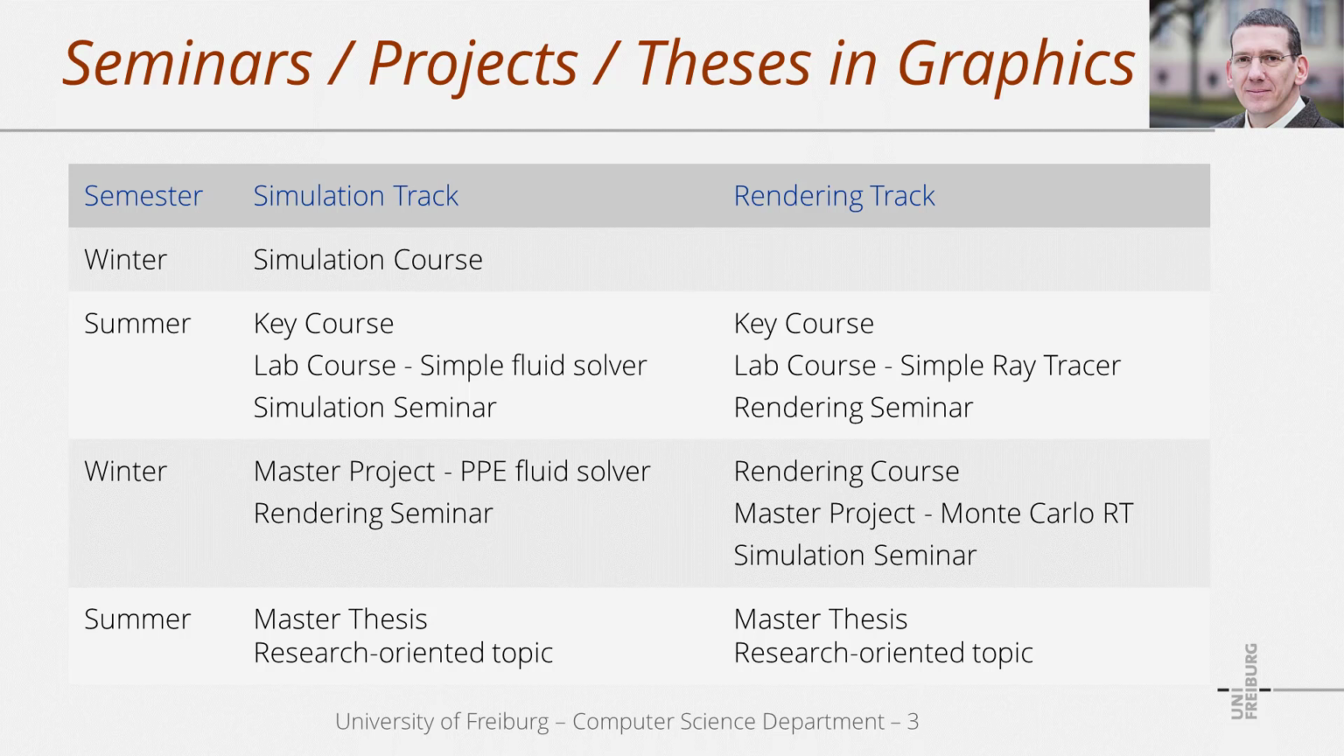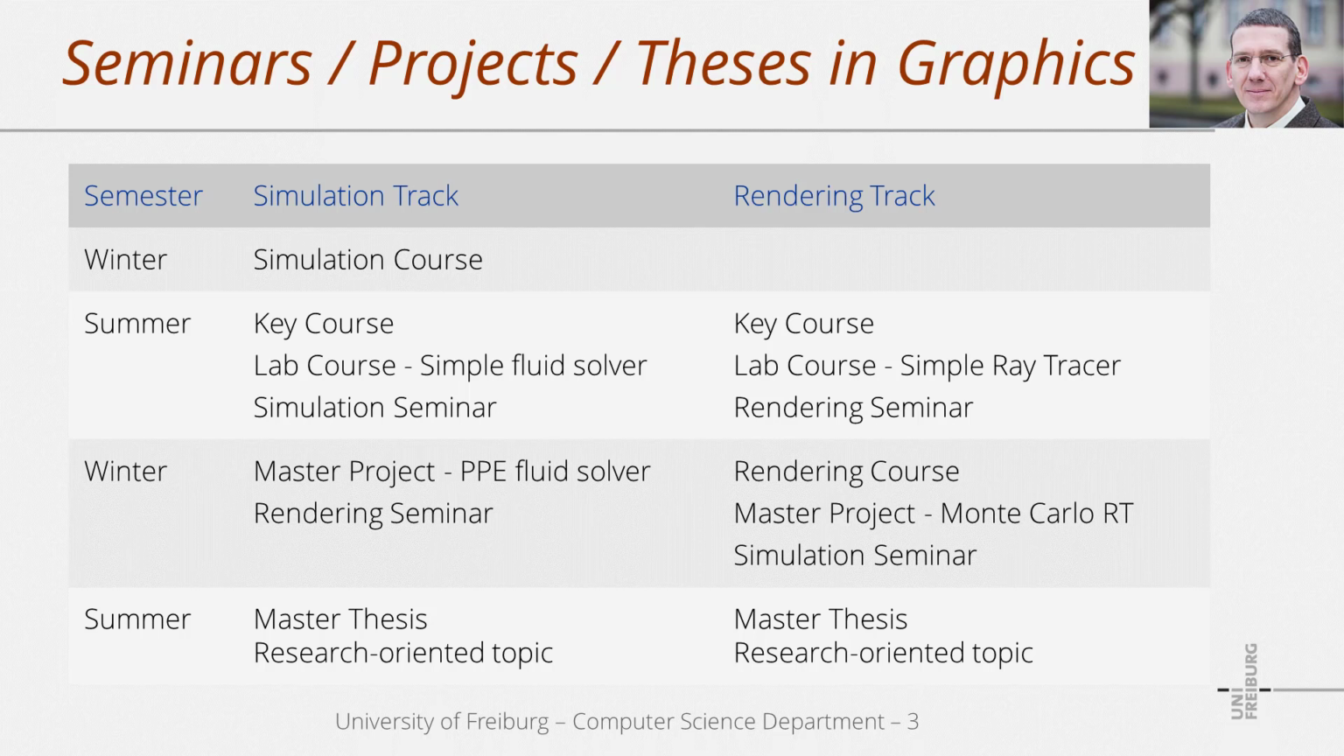So if you are more interested in simulation, you can start with the simulation course in the winter term. In the following summer term, you could attend the key course on graphics. The key course and the simulation course are rather independent. The key course has a strong focus on rendering, so it's not necessarily a prerequisite for the simulation course. In the summer term, you could also do your lab course or attend the simulation seminar. Then in the following semester, you could continue with the master project and then finally write your master thesis.